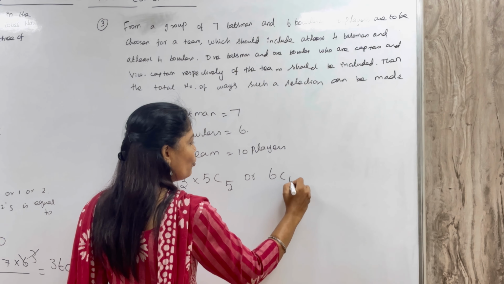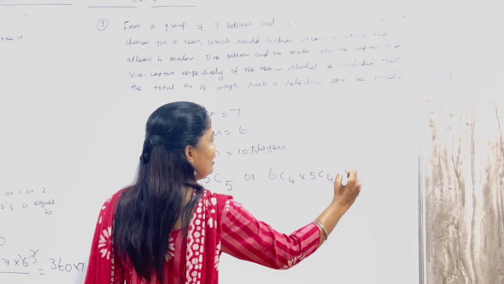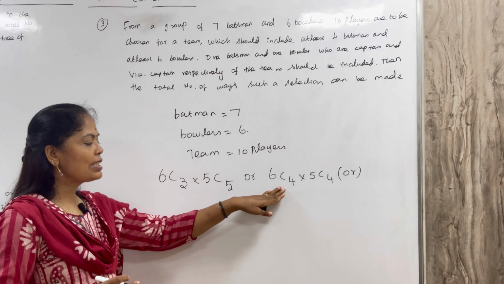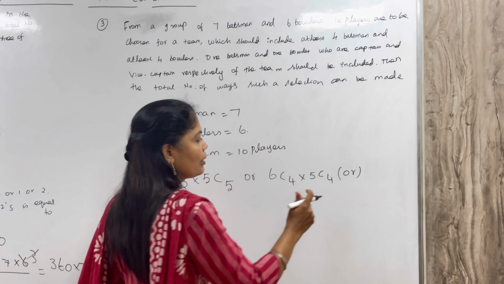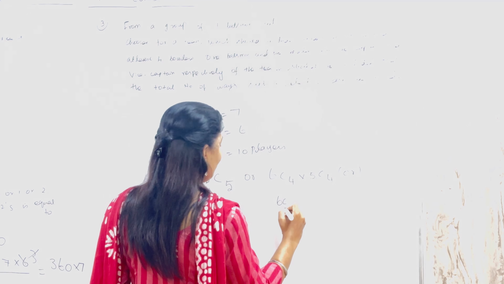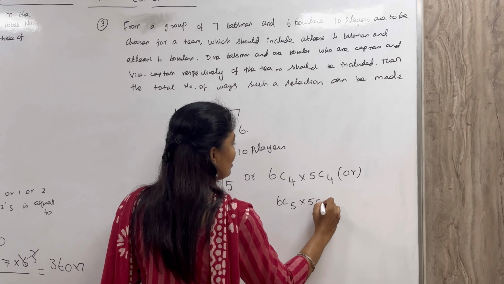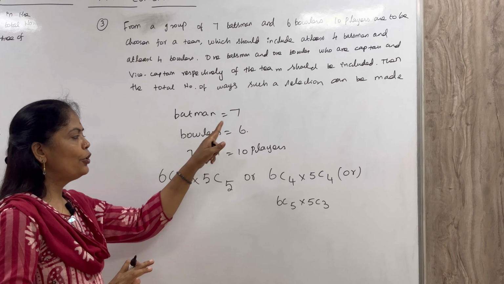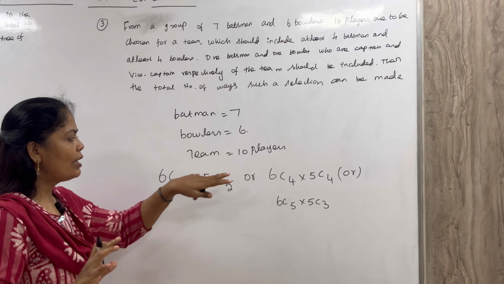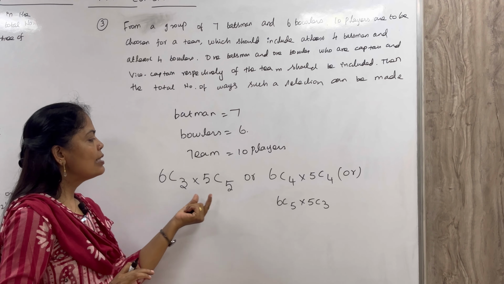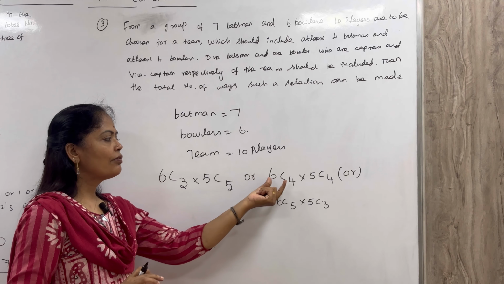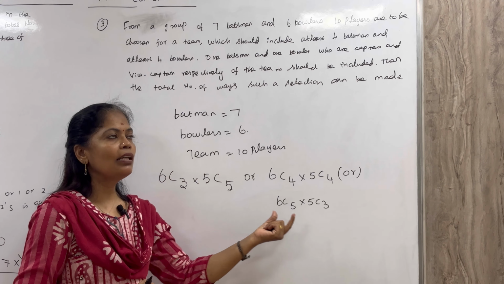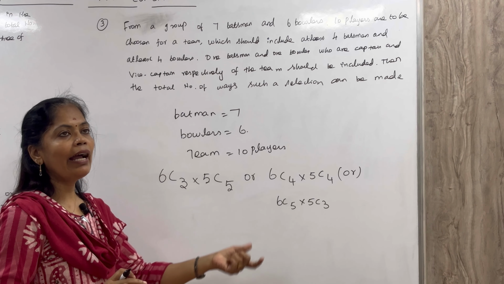If I choose 6C4 into 5C4, right? Another, because there are all the possibilities. Here 3 and 5 are here. From this category 4, this category 4, or. Another category is 6C5 into 5C3, right? There are 3 possibilities. This many possibilities only, because we have to choose 8 people. Already 2 people are chosen. The team must contain 10 players. So 8 people: from the first category 3, second category 5. This is one possibility. Or first category 4, second category 4. Another possibility is 6C5 or 5C3. Or means what you have to do? You have to find the answer and add everything.